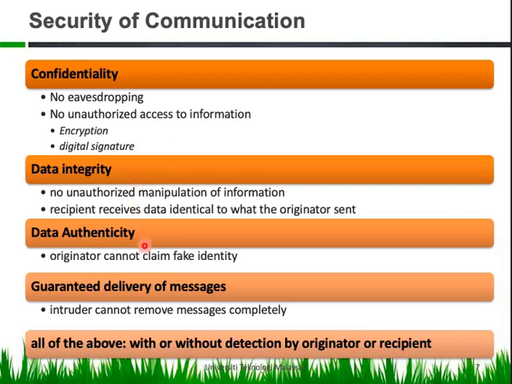For data authenticity, authenticity is required, for example, to verify the identity of a user for a service. So for data authenticity, the originator cannot claim a fake identity. It means that both the sender and receiver should be able to confirm the identity of the other party involved in the communication, to confirm that someone is indeed who or what they claim to be.